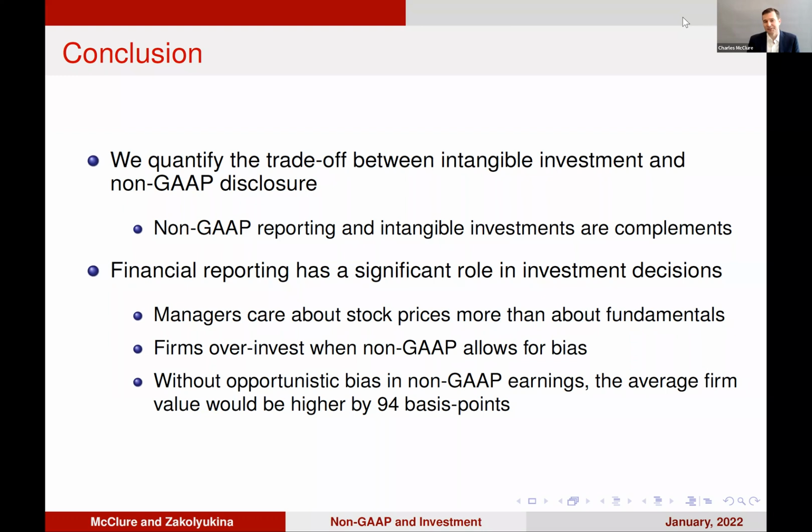If we had a little bit more time, I could show why, but essentially firms want to overinvest because non-GAAP reporting makes intangible investment a little too cheap for the manager. And finally, we estimate that the opportunistic bias in non-GAAP earnings results in about a 94 basis point decline in firm value because the manager is making somewhat inefficient investment decisions. So that's all I have.